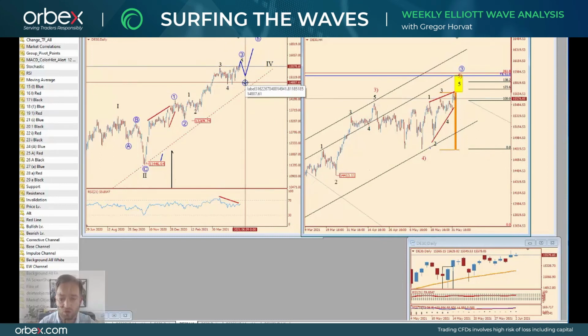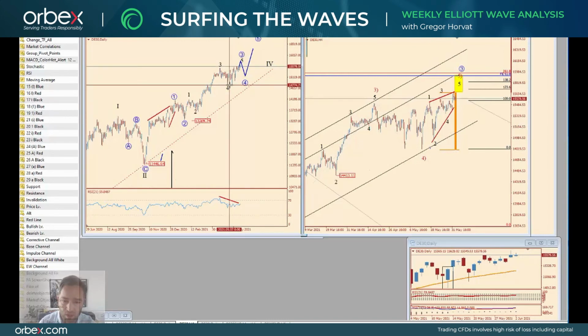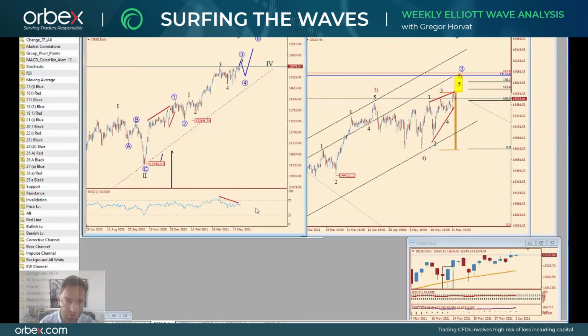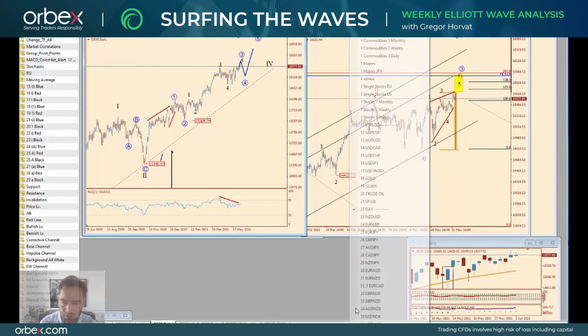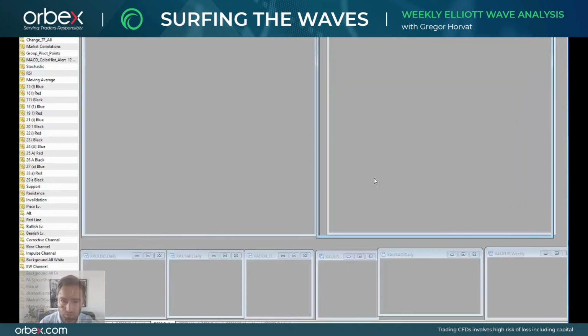And as you know, a 4th wave can retrace even back to the area of a former wave 4, which is here around early May levels. Also, let's not forget to mention that we have quite strong divergence here on the RSI as well. And now finally, let's take a look at gold.